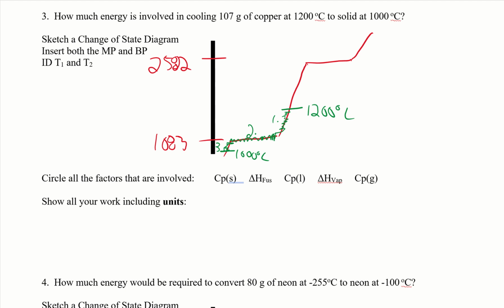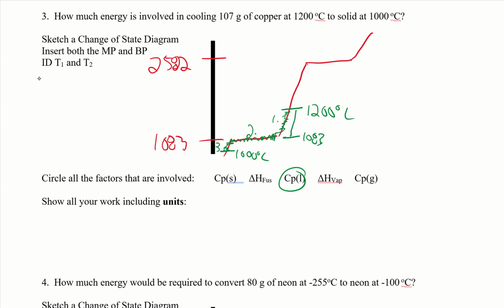Okay, so we're going to be using the CP of a liquid for step number 1. So Q equals CP times grams times delta T. Now remember the change in temperature for step 1. It's not 1200 to 1000. Step number 1 is 1200 to 1083. Okay, so just be careful when you do that one.